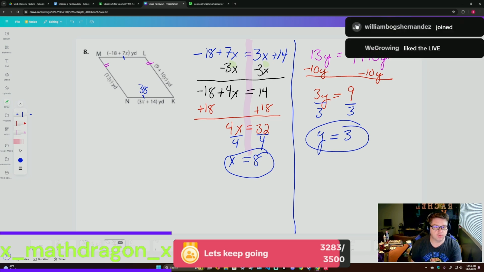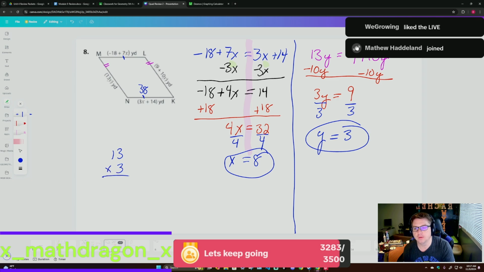All right, so we're going to divide both sides by 3. And then y is going to equal 3. We can plug it back in. 13. So, good. I knew what you meant. And we're going to get 39. So this side over here is going to be 39.